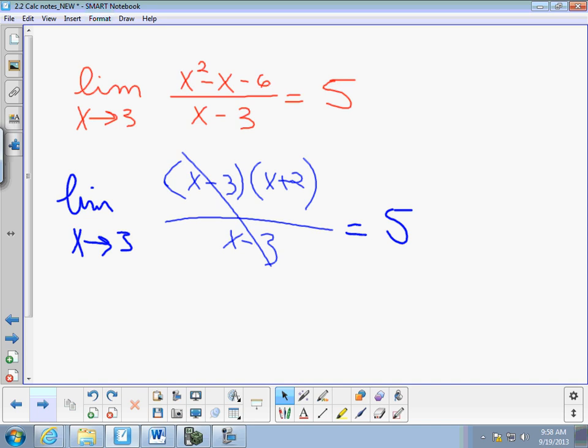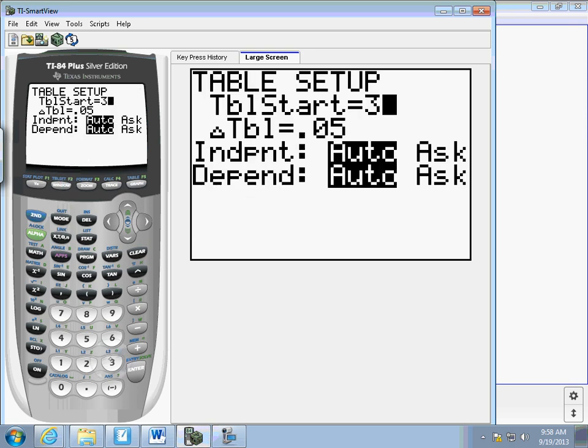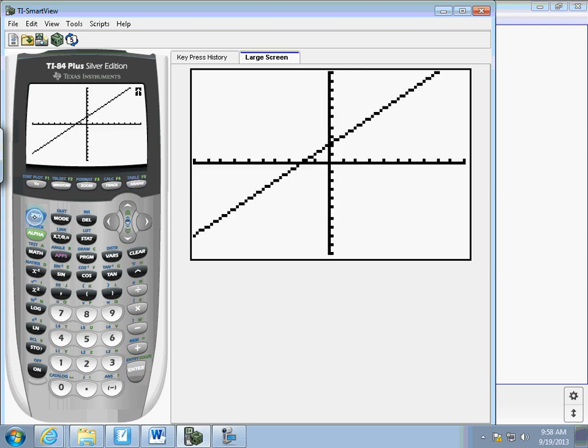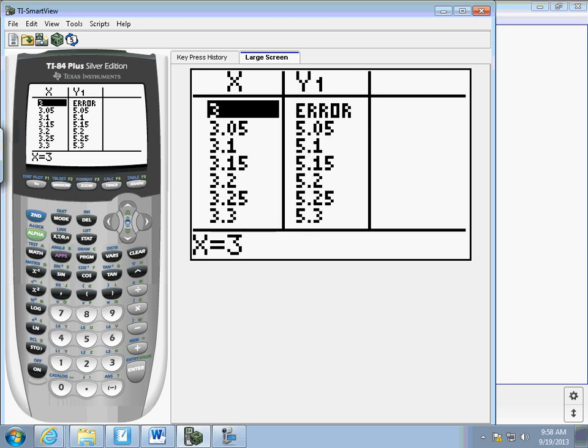Now, even though the function's not defined at that point, the limit still exists. There's an answer, because the limit doesn't care what's going on at 3. The limit is about what happens near 3. Go back to your table on the calculator and do a table set with your starting value at 3. Leave those as 0.05. Look at 3. You get an error at 3, right? But the limit is about the values that you're approaching.